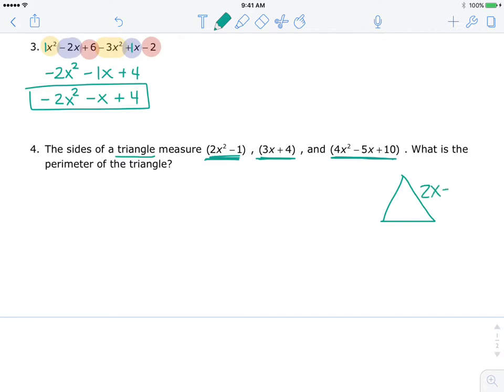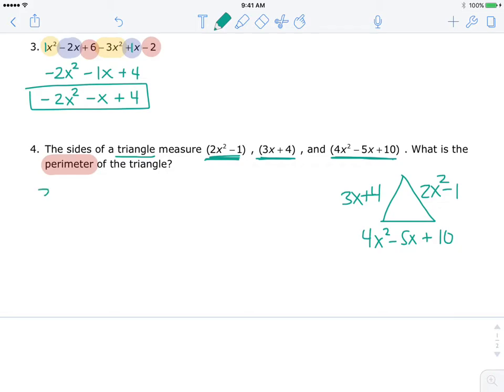So we got 2x minus 1. Oh, 2x squared minus 1. We've got a 3x plus 4. And we've got a 4x squared minus 5x plus 10. All right, now it wants us to find the, let's see, it says, what is the perimeter of the triangle? Hopefully you guys remember from last year or 7th grade that perimeter means we add up all the sides.